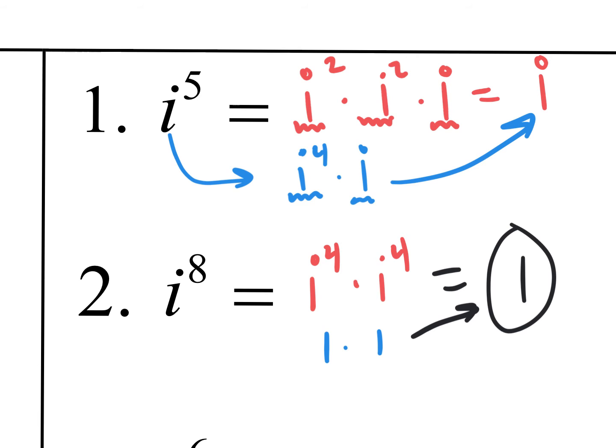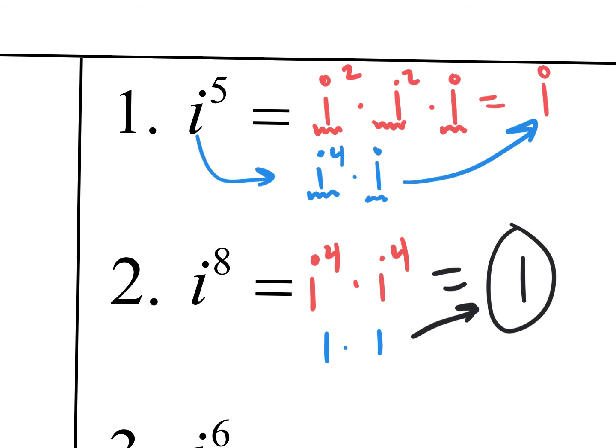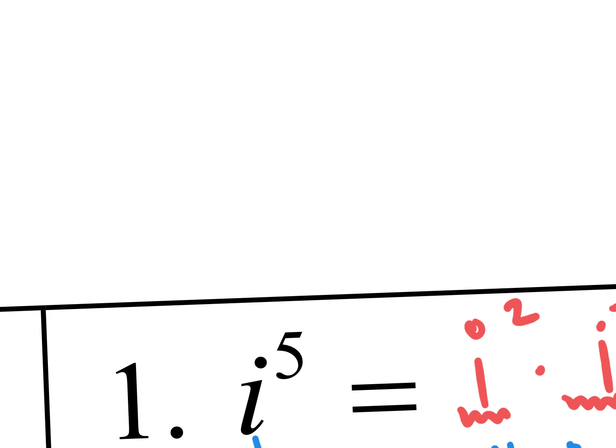As a matter of fact, I might as well say this now. Any power that you could group in 4s, in other words, any power that's divisible by 4, is going to be the answer 1, right? Like let's say I said, what is i to the 12th power? Well, 12 is divisible by 4, which means I could go i to the 4th times i to the 4th times i to the 4th, which means I have 1 times 1 times 1, which is 1, right?